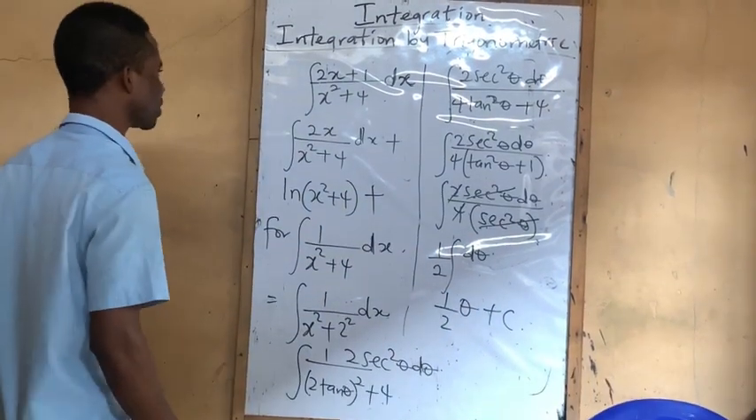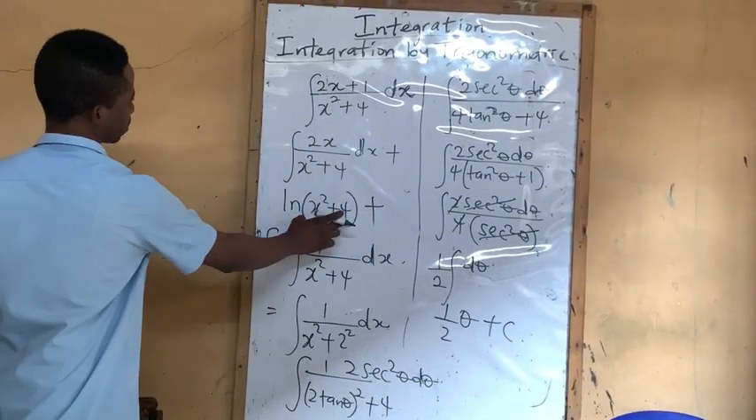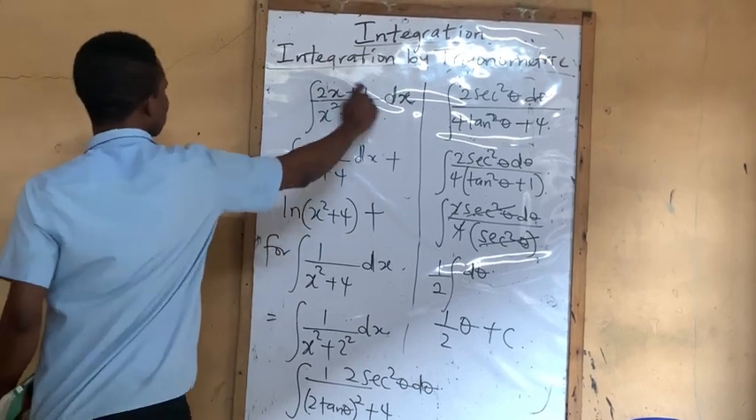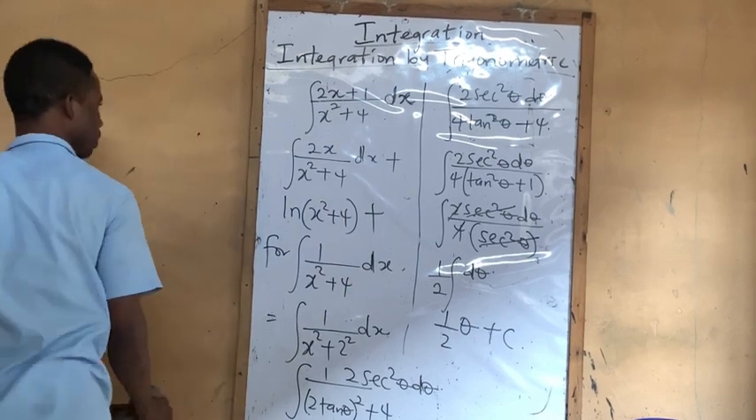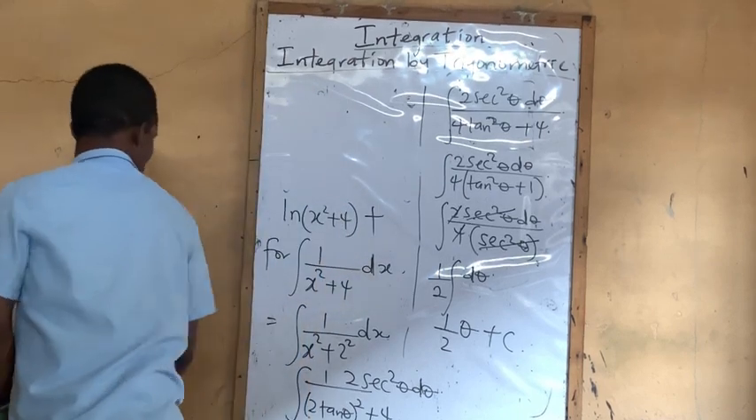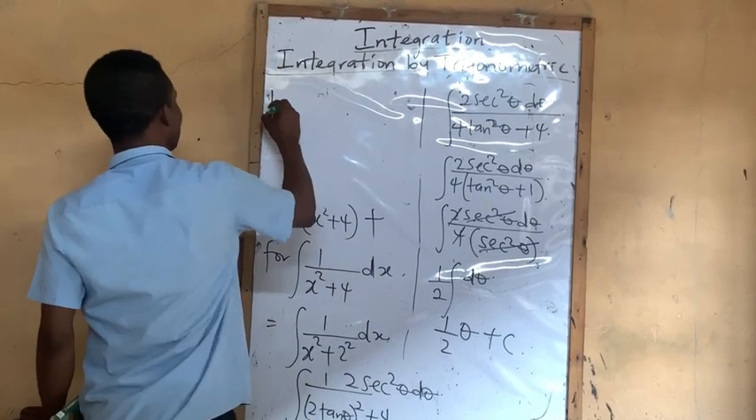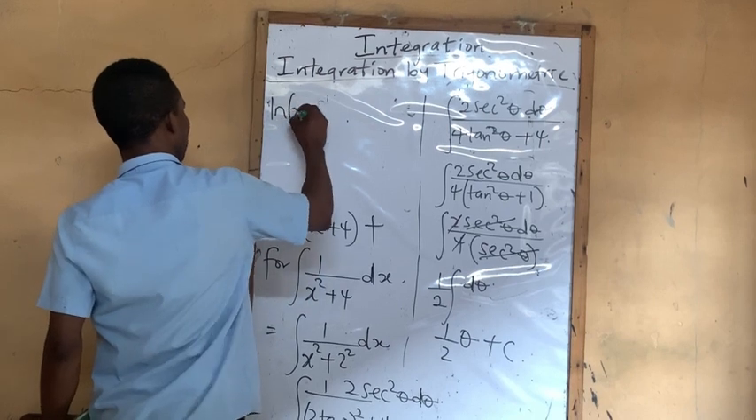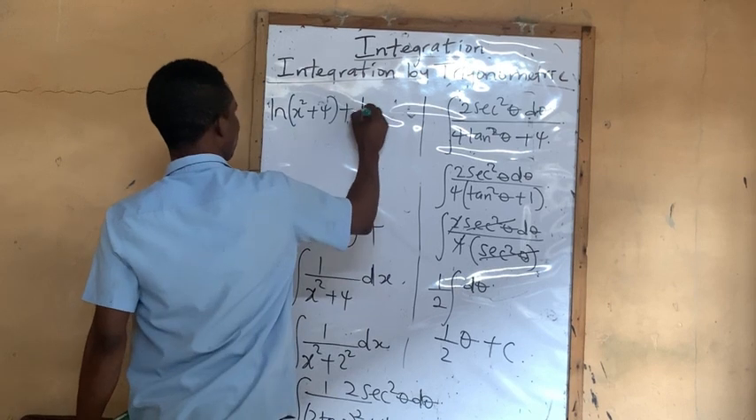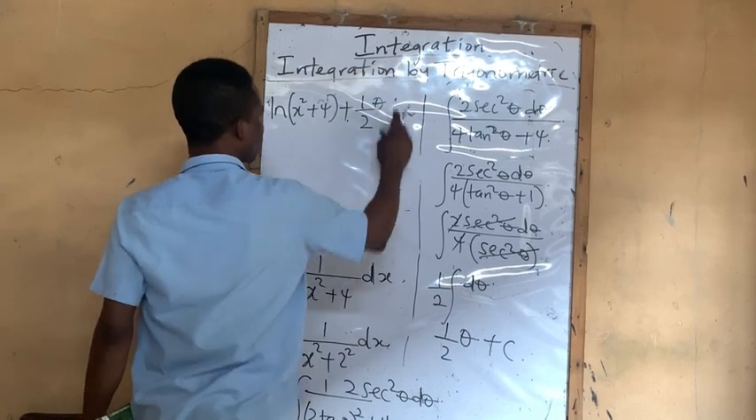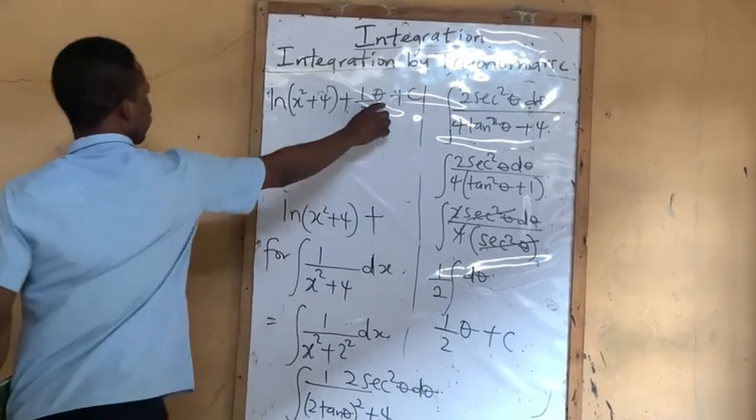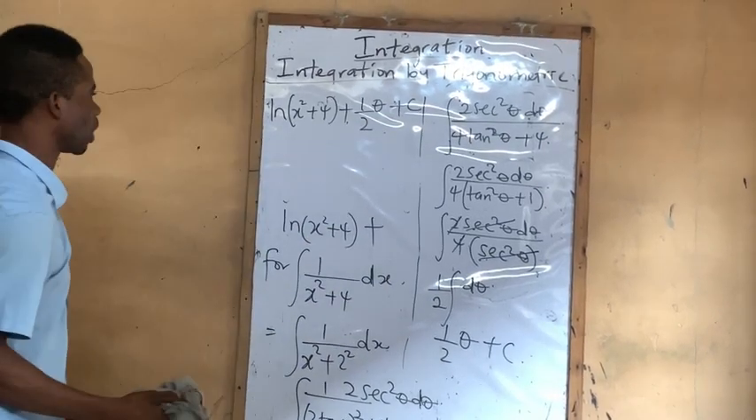So we can now join this answer together with this. We should not forget we split this from the beginning. So the whole thing is going to be ln of x squared plus 4, plus 1 all over 2 theta, plus c. But do not forget that we have to substitute for this theta. You cannot just leave your answer like that.